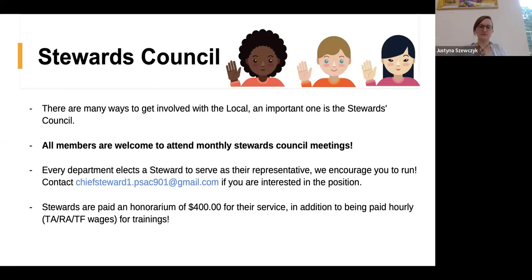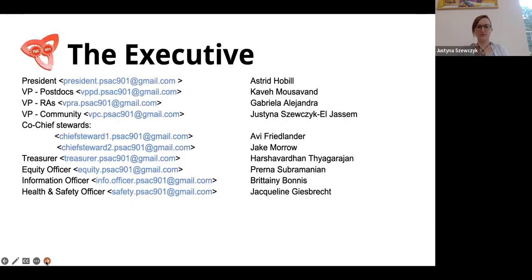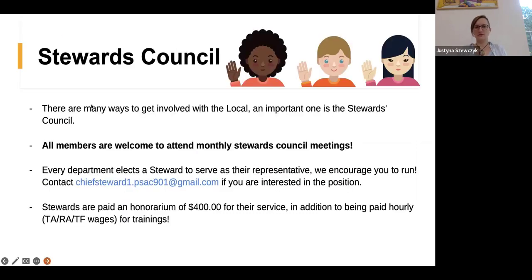So I told you a moment before here that all of the members choose the executive during annual general meeting that takes place usually in April. But we also have a monthly Stewards Councils. So Steward Council, as the name suggests, is for stewards from different departments. But the council is not limited to stewards only.